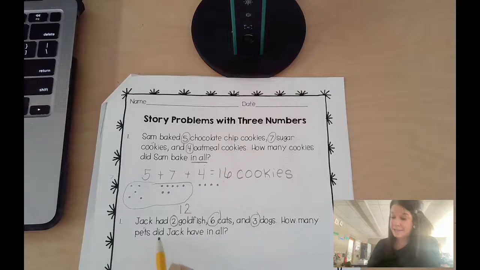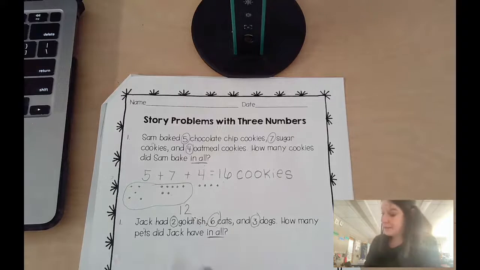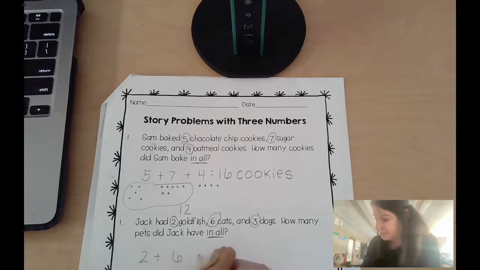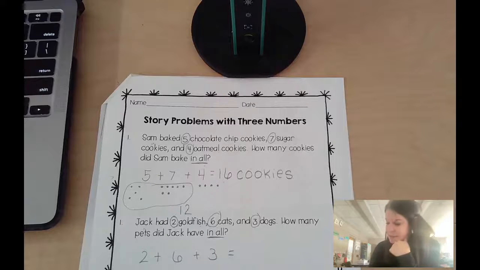How many pets did Jack have? There's those 2 words again. In all. In all means to add. So let's write our number sentence. 2 plus 6 plus 3. While you're writing that, start thinking, is there a way to make a 10? Is there a double? Is there something that's easy to add?